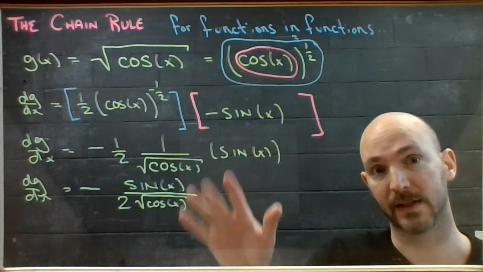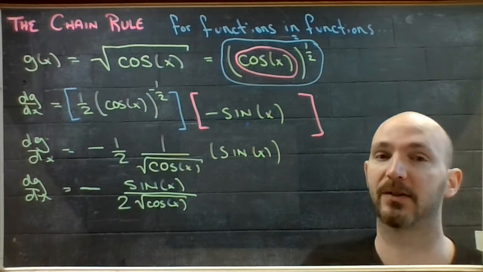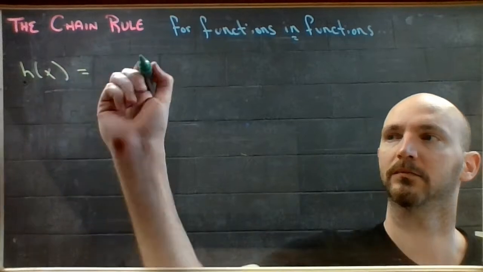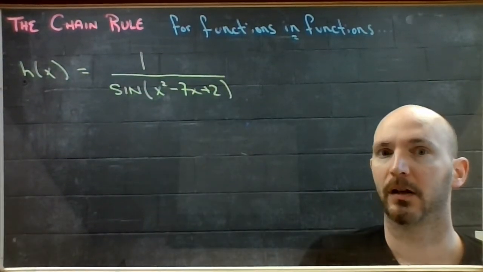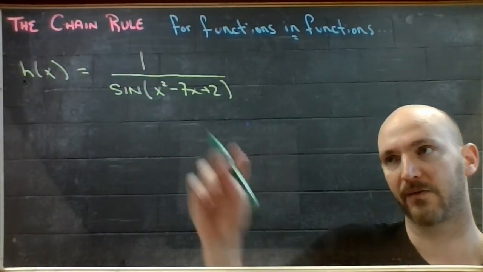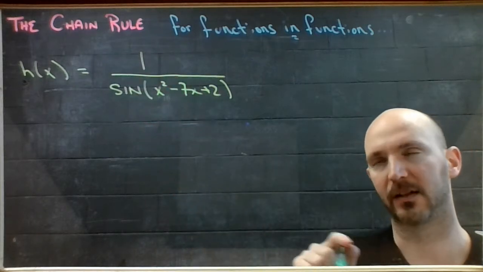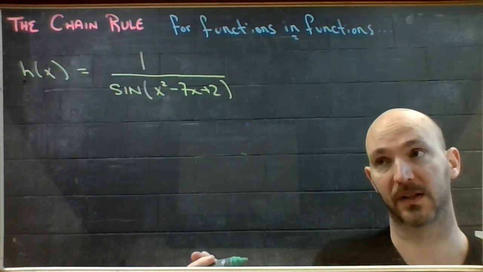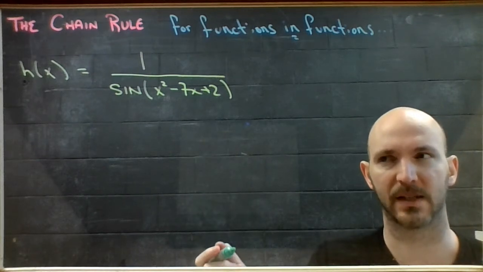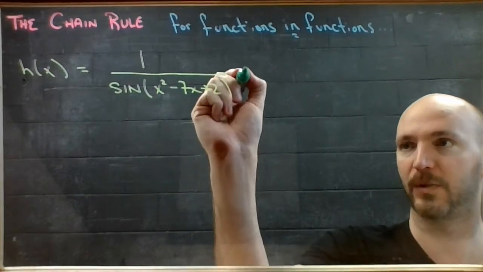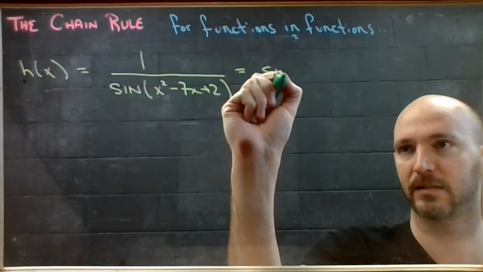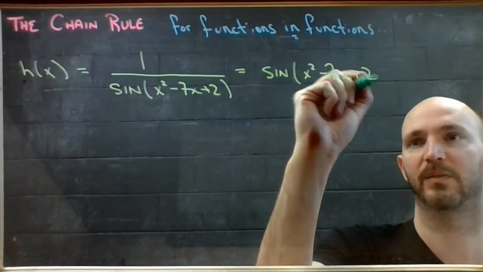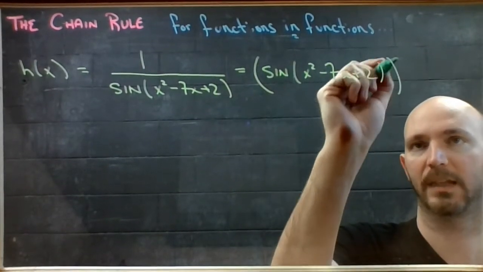Okay, so I'm going to erase this, and I'm going to try one that is more than 2 layers deep, so you can see what happens there. All right, so first off, I have a 1 over sine. Now, the first thing I'm going to do is to write that as negative exponent notation so that it's easier for me to apply the power rule. So this is a sine of x squared minus 7x plus 2 all in the denominator.